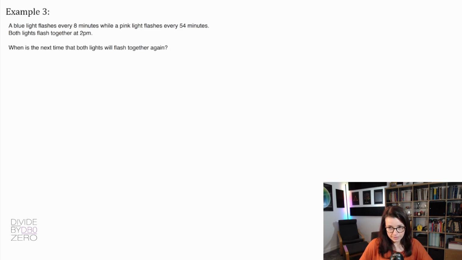think it through first. So this blue light is flashing every 8 minutes. So 8 minutes, 16, 24, 32, and so on. Whereas the pink light is flashing every 54 minutes, so 54, 108, and so on. Hopefully working this through will make you realize that in fact you're looking for the lowest common multiple.